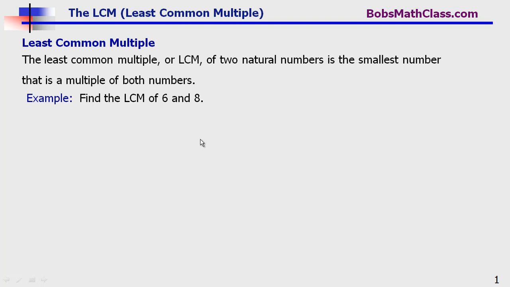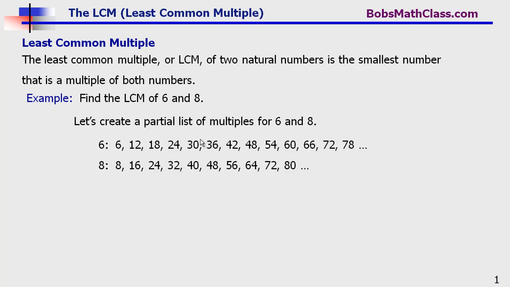Okay, well, let's take the first number, 6, and let's create a partial list of multiples for 6 and 8. Multiples just means that we're going to multiply 6 by the natural numbers, 6 times 1, 6 times 2, 6 times 3, etc. So I made quite a list here, up through 78 for 6. For 8, the list goes up to 80. But it goes on forever. That's why I put the dots, just to say that it goes on forever.